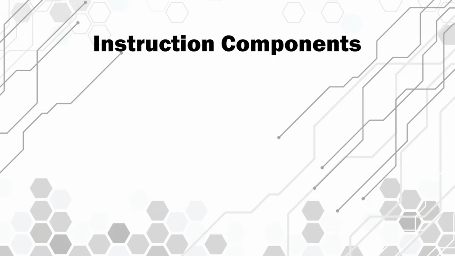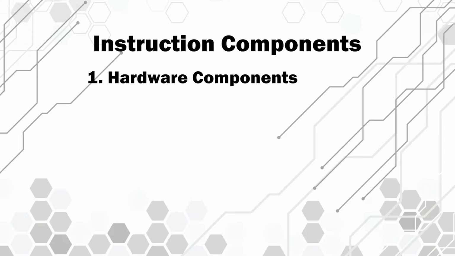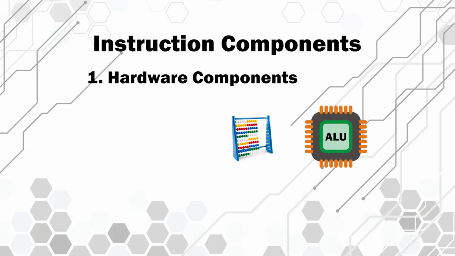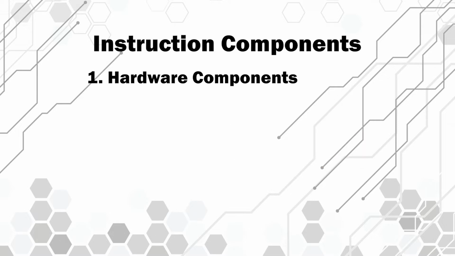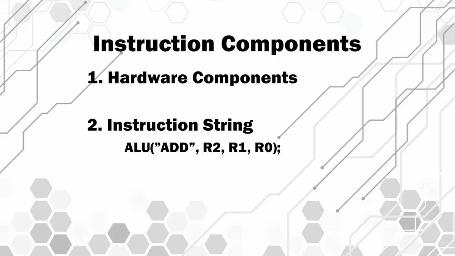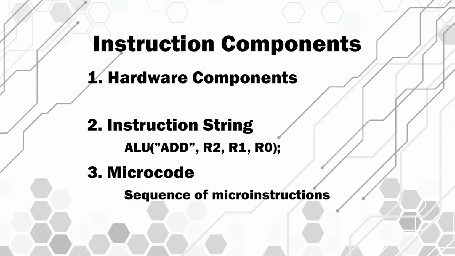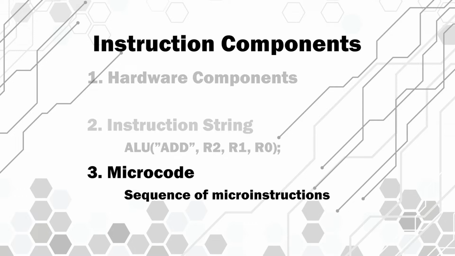There are, in essence, three parts that influence how an instruction will be executed. First are the relevant hardware modules in the CPU. If we want to add two numbers, for instance, we need the ALU, the arithmetic logic unit, to contain an adder circuit to perform the addition. Second is the instruction string, which contains all the necessary arguments for the instruction to run. This is our function call. And thirdly is the microcode of the instruction, which is a sequence of microinstructions. In this video, we will focus on the third aspect, but we'll discuss the first two as well.